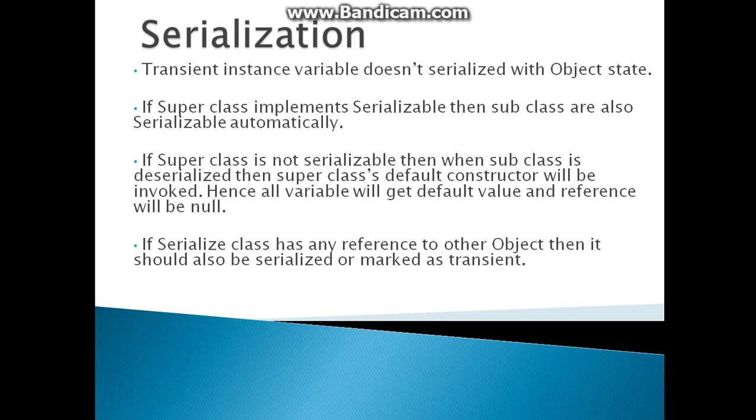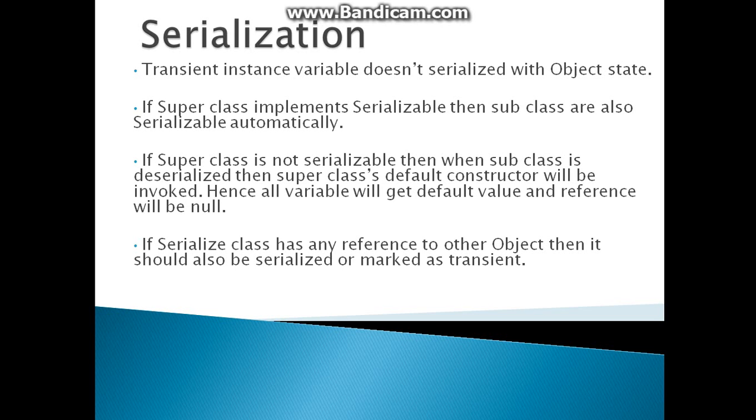Supposing I have a class and I don't want to serialize all of its variables, so I can mark those variables as transient. The variable which I have marked as transient won't participate in the serialization process.